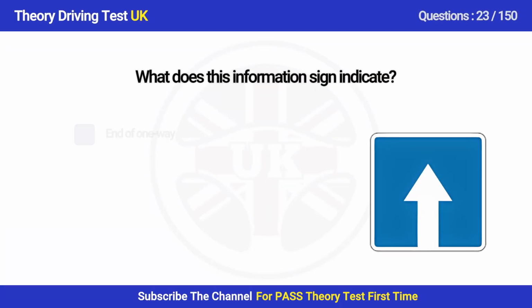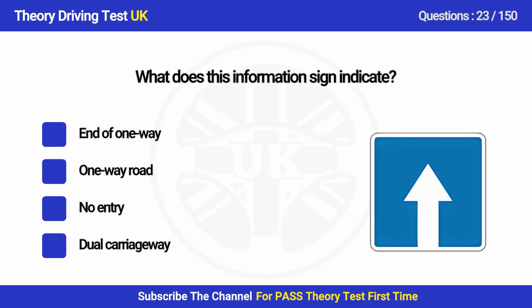Question 23. What does this information sign indicate? A. End of one-way. B. One-way road. C. No entry. D. Dual carriageway.